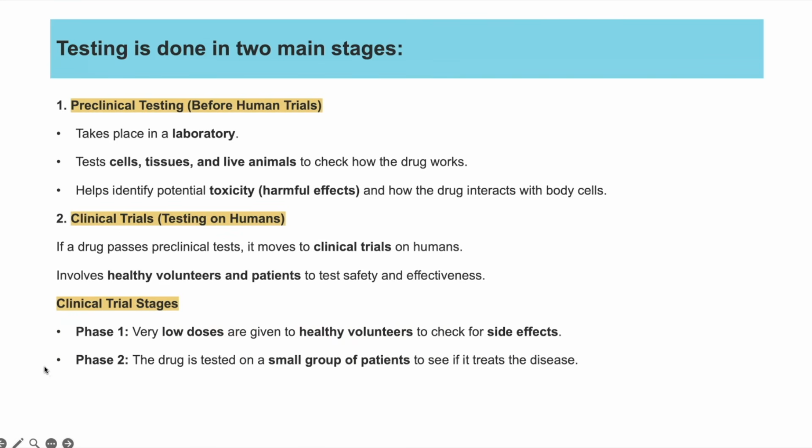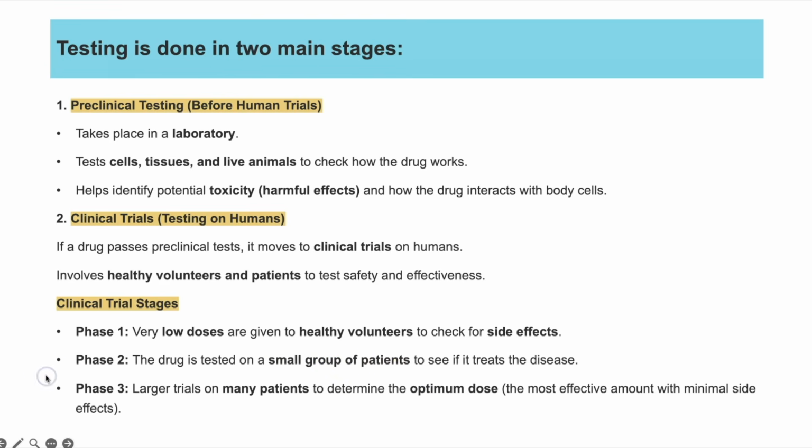Phase two, the drug is then tested on a small group of patients. And again, they will be volunteers, but they are patients. And this is to see if the drug does actually treat the disease. And we only test a small number of people just to make sure it's not going to be potentially harmful. And if it is, it's only affected a few people rather than lots of people. And then lastly, phase three, this is where we move on to larger trials on many patients. This is going to help to determine the optimum dose.